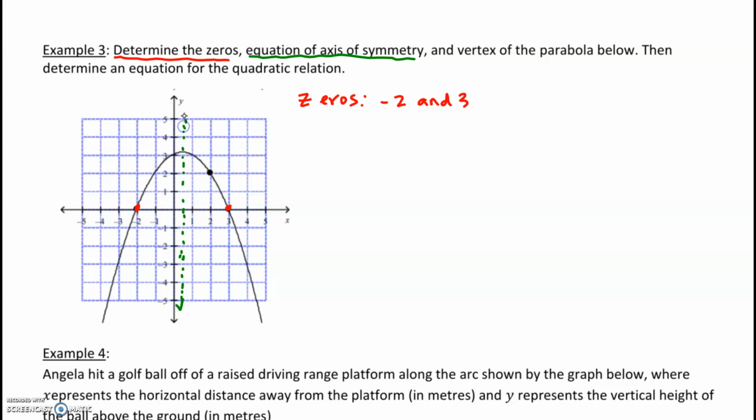Now I can see that my line goes through 0 and 1. It looks like a half, but I'm not quite sure. So what we're going to do is use the equation, or the formula.